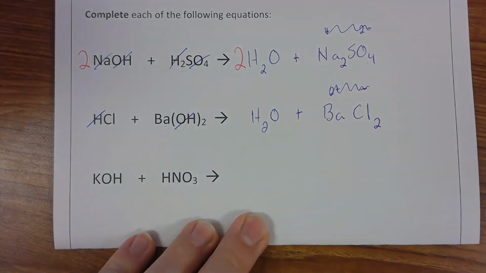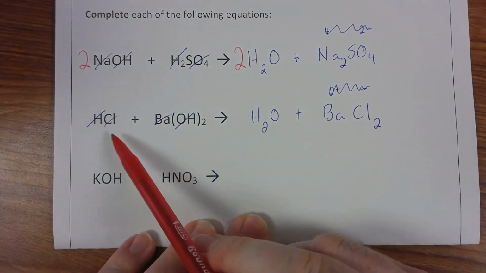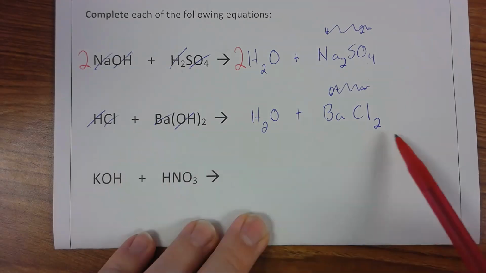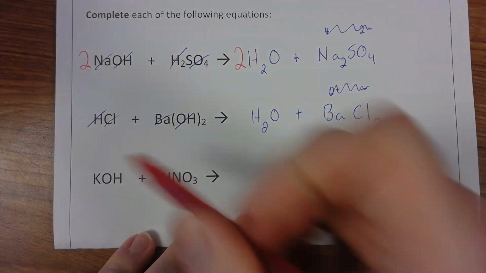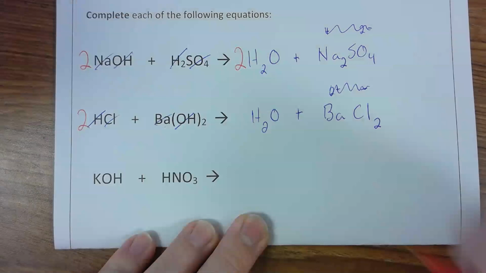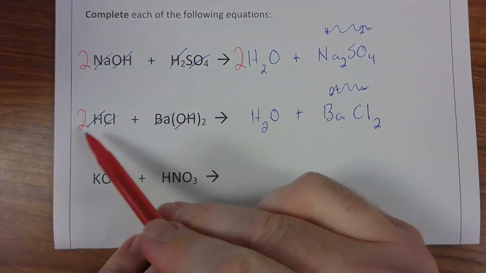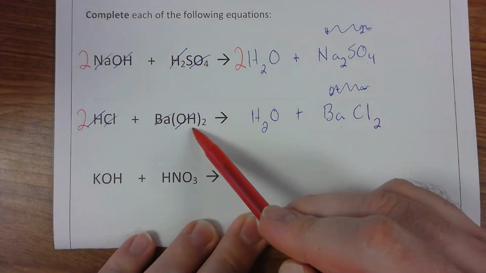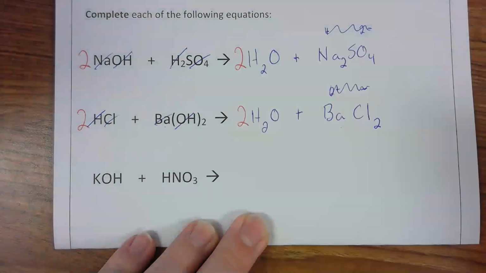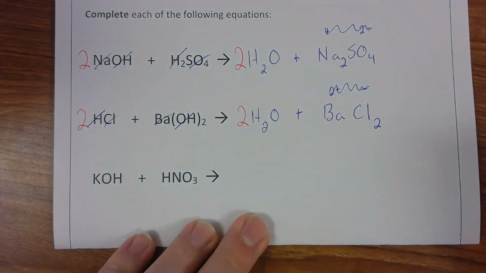All right, now balancing. Just a quick reminder, I've handled all my particles. Everybody that needed to come together has come together. I'm going to look at my Cl's first. I see 2 and 1, so I'm going to put a 2 here to fix that. Bariums are good. I've got two H's meeting two OH's, which is going to give me two waters again. And there you go. Your equation is balanced.